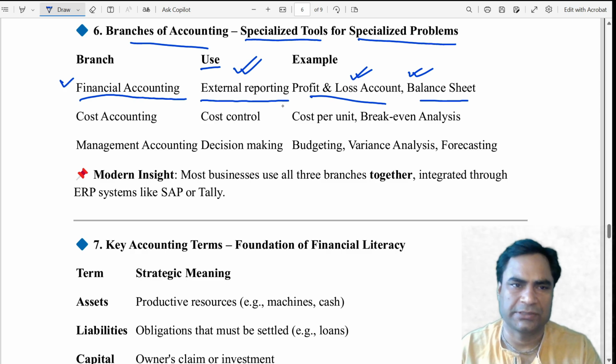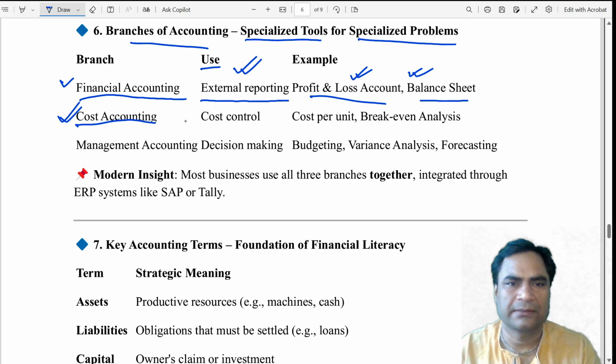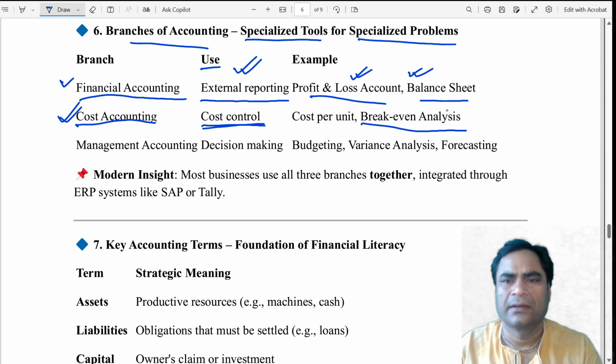account and balance sheet. Then the other branch is cost accounting. Cost accounting is done with the purpose of cost control. Cost controlling is done through cost accounting. Through this particular branch, cost accounting, we know about the cost per unit and what the break-even analysis is. You all may have heard about this, but let me explain in a minute.